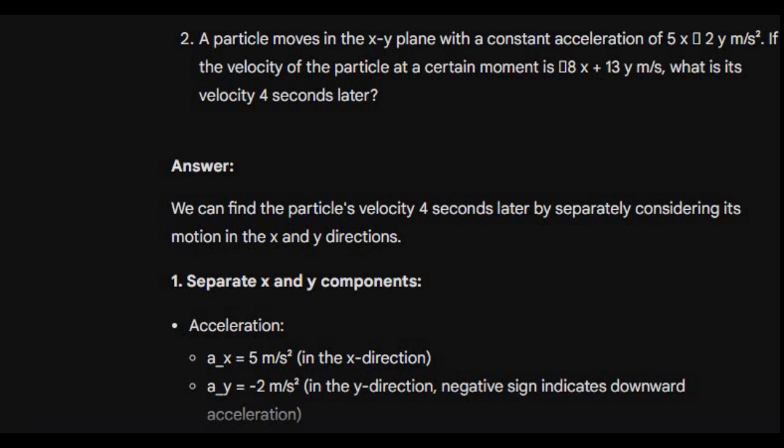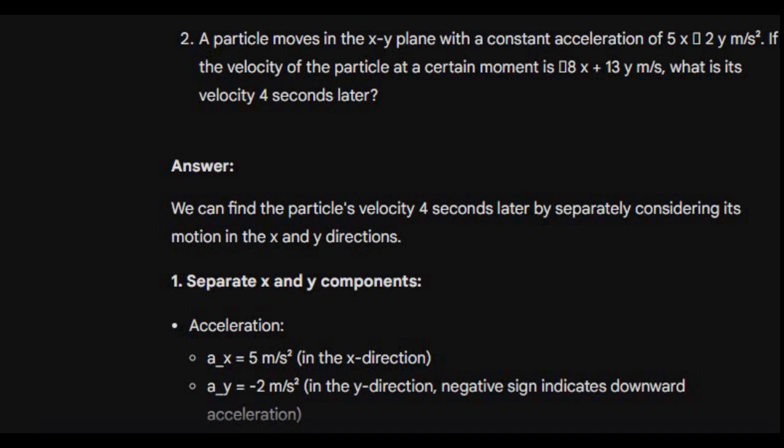A particle moves in the xy plane with a constant acceleration of 5x minus 2y meters per square second. If the velocity of the particle at a certain moment is minus 8x plus 13y meters per second, what is its velocity 4 seconds later? Answer. We can find the particle's velocity 4 seconds later by separately considering its motion in the x and y directions.